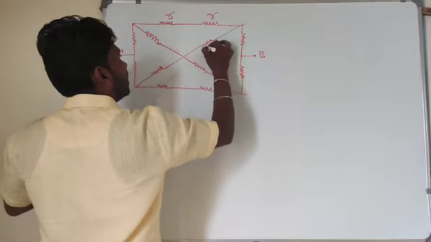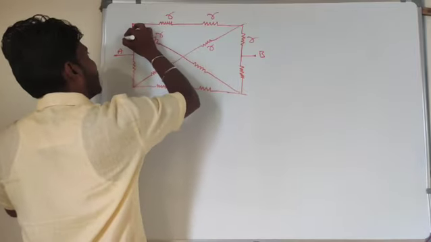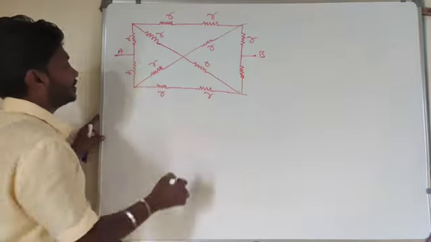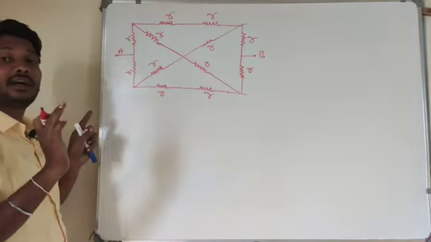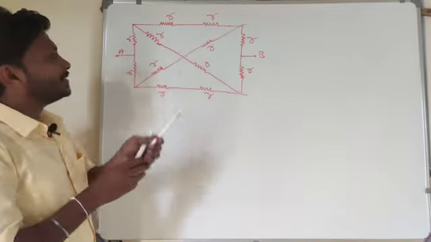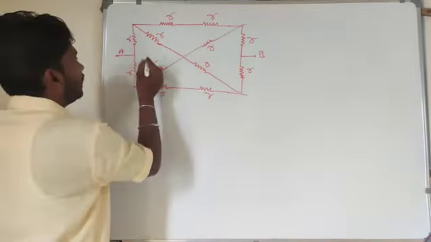Let all the resistors have the same resistance R. My interest is to find out the effective resistance between the points A and B. Now this circuit I will simplify by using folding symmetry.